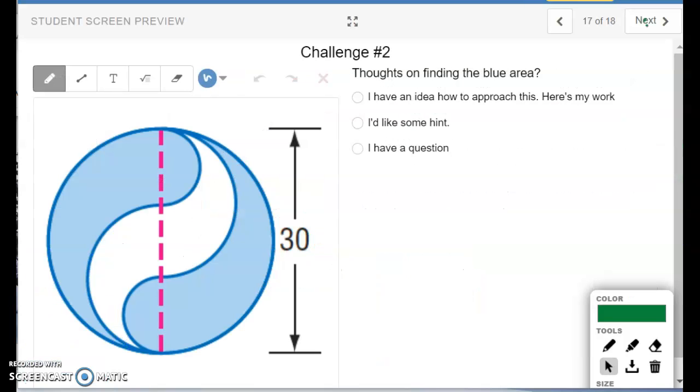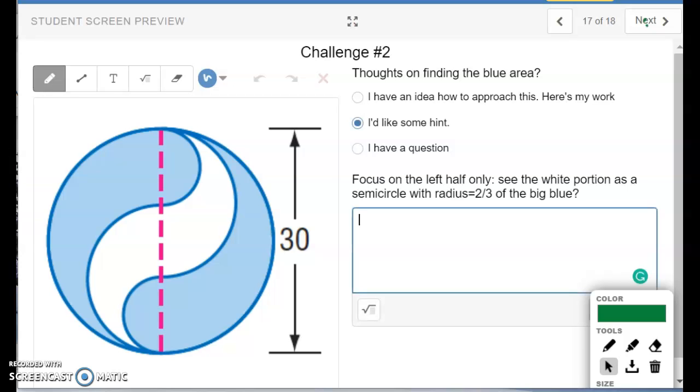Next up is finding the area of the blue shaded area. If you'd like some more hint, focus on the left half only. If you cover the right hand side, you will see that the left hand side and the right hand side are exactly symmetrical. So if you figure out the area of half a circle, you can figure out the area of the whole shape. To do that, you need to break this apart into circles that you can figure out.